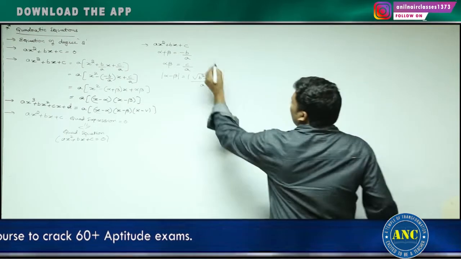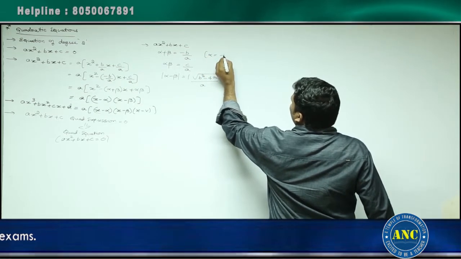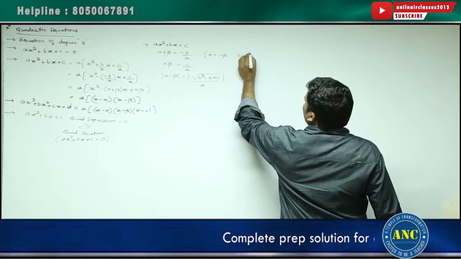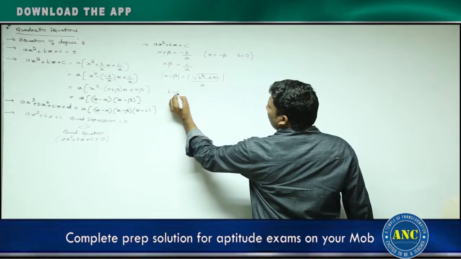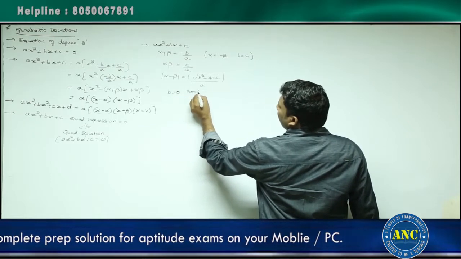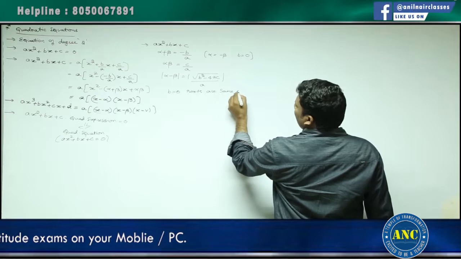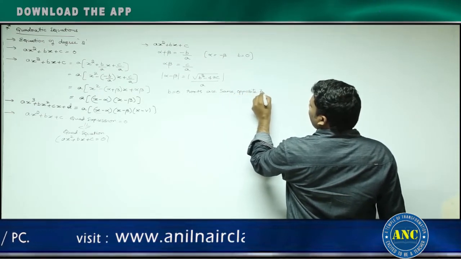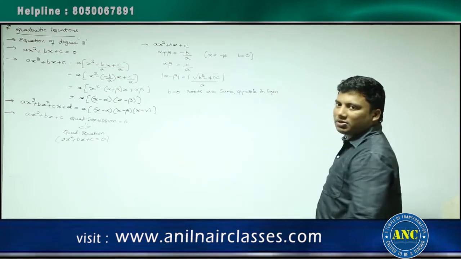Now here, if two roots are same but opposite in sign, then b will be equivalent to 0. Please write down that point. b is 0, roots are same but opposite in sign.